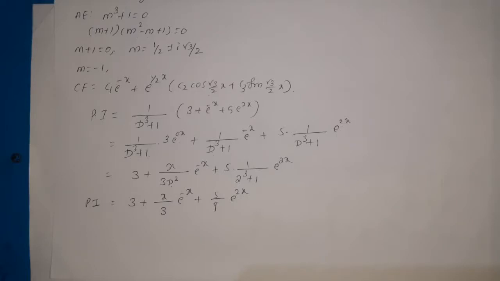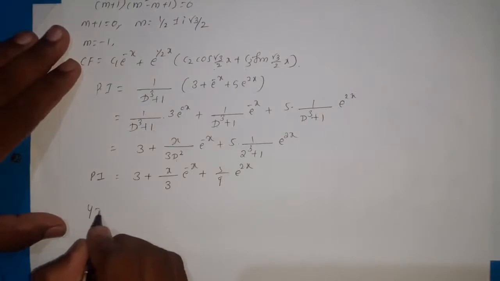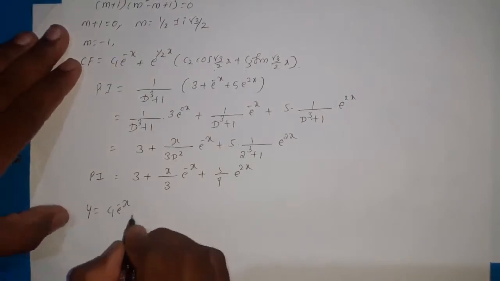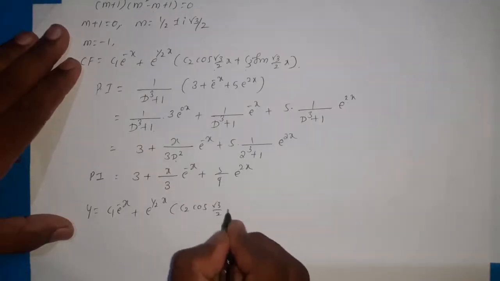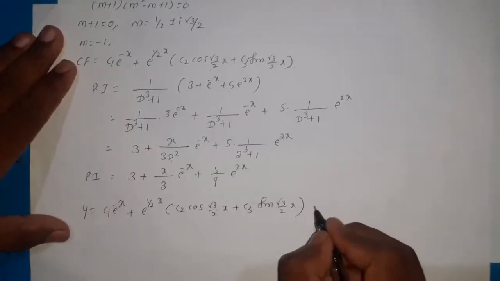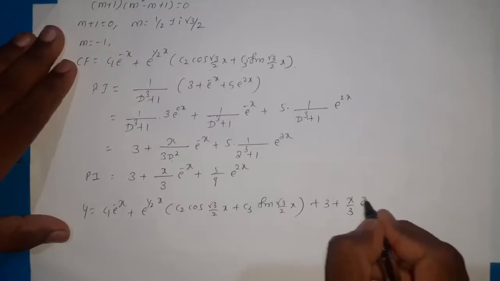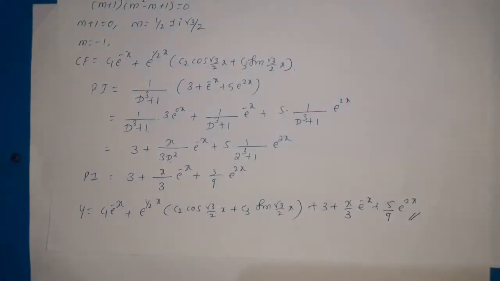So here we have the particular integral as 3 plus x by 3 e power minus x plus 5 by 9 e power 2x, and the complementary function is this one. So now write the complete solution. Y is equal to c1 e power minus x plus e power 1 by 2x, c2 cos root 3 by 2x plus c3 sin root 3 by 2x, plus 3 plus x by 3 e power minus x plus 5 by 9 e power 2x, which is the complete solution of the given differential equation.